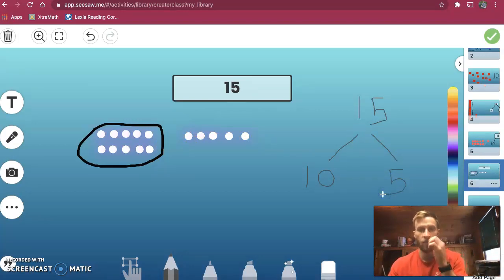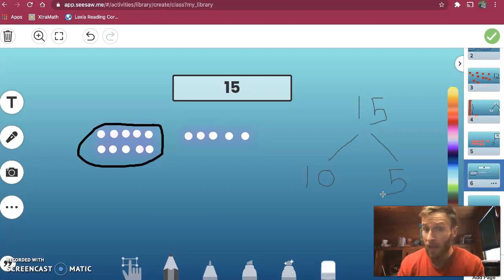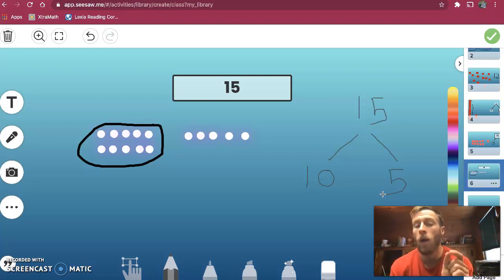So I'm going to write 10 and 5. Now there are other number bonds I can make with the number 15. I could put 14 and 1, 13 and 2, 12 and 3. But I want to be looking for groups of 10. So please remember that we're looking for groups of 10.